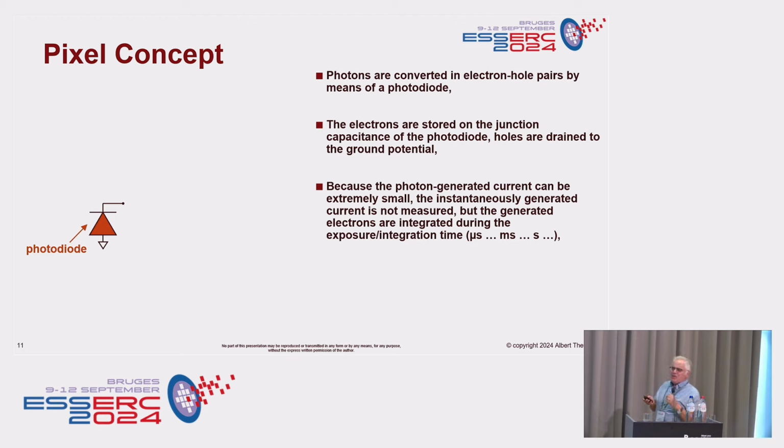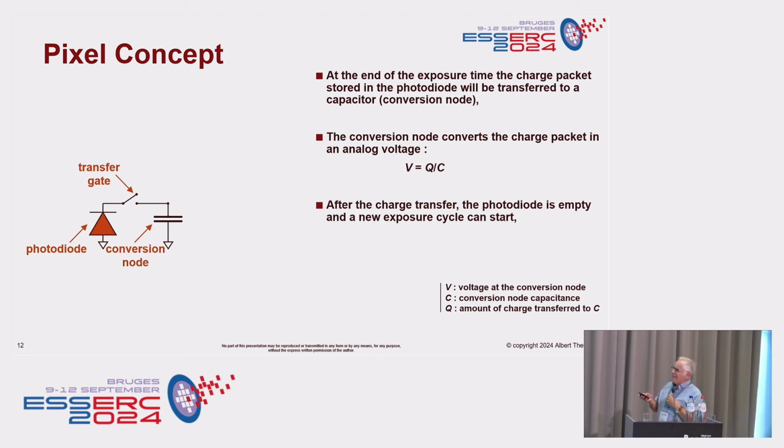We do not measure the instantaneously generated photon current, because that can be extremely small with low light and becomes very hard to detect. So what we are going to do is integrate during what we call the exposure or integration time, during 20 milliseconds, or maybe 1 millisecond, or maybe 1 hour, all depending on the application. We are integrating the signal on the photodiode. And after the integration time, we bring these electrons onto a capacitor.